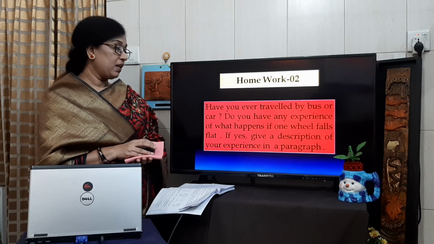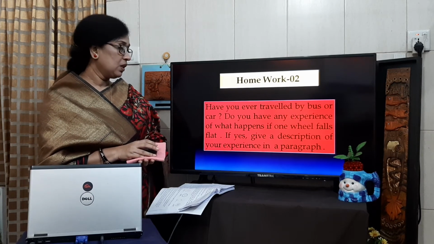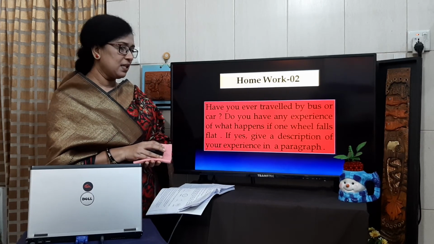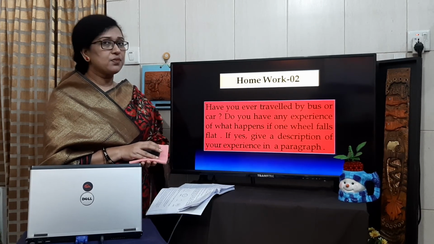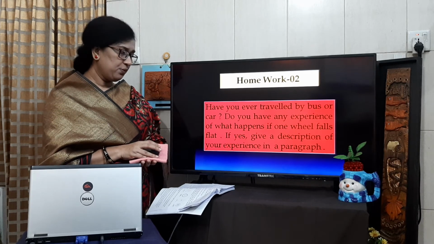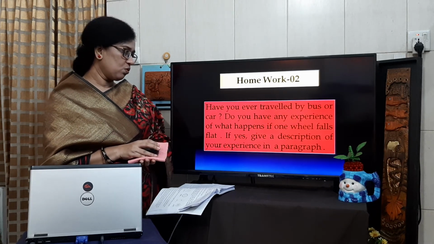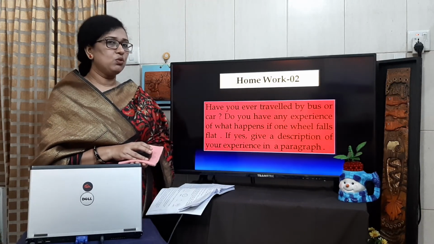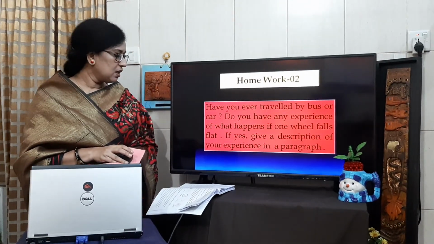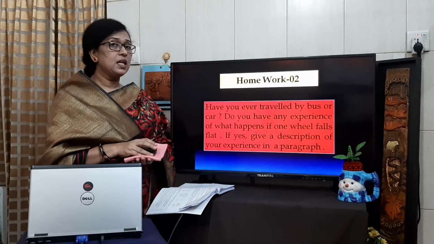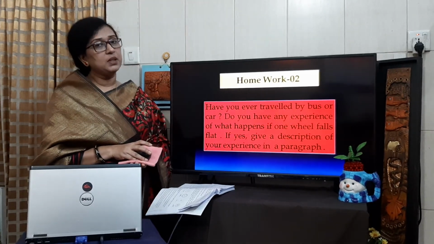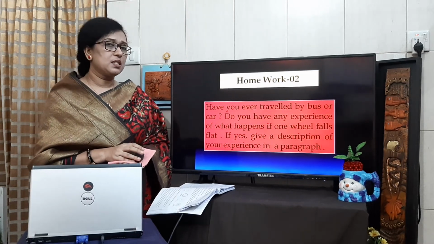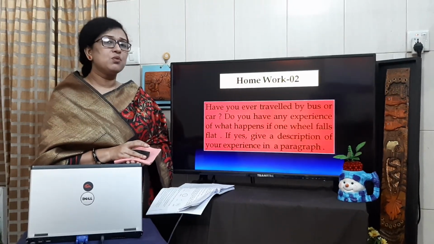Have you ever traveled by bus or car? Do you have any experience of what happens if one wheel falls flat? If yes, give a description of your experience in a paragraph. So, there are 2 homeworks. The first one is from page number 106 and the second one is from this screen, and you have to do your homework seriously, because we will see you soon.